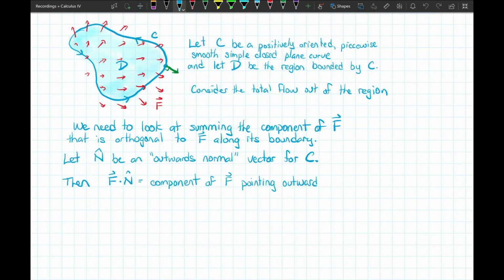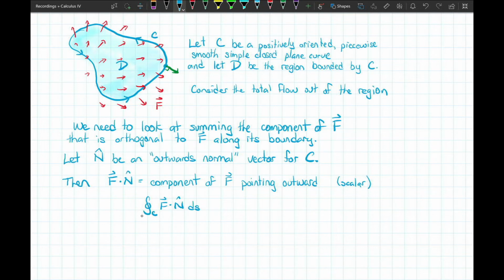Now remember, when we do F dot n and we are taking the dot product of two vectors, what we are going to get here is a scalar value that tells us the flow out of that particular point on our curve. And then we have to add up all of the flow at every single one of the points along the curve, and we'll end up essentially just taking the line integral of F dot n ds, since this is a line integral of a scalar function.